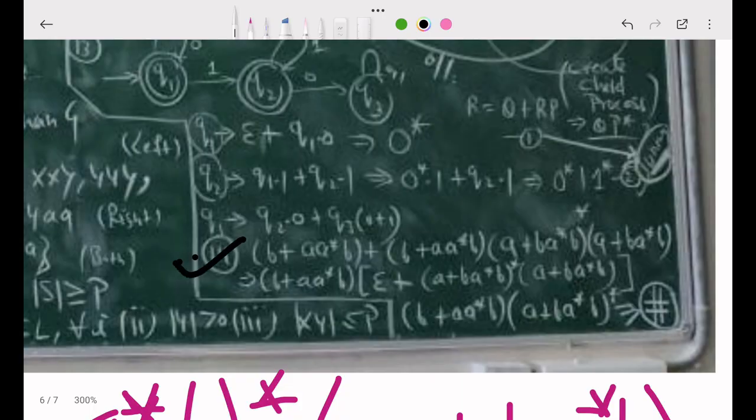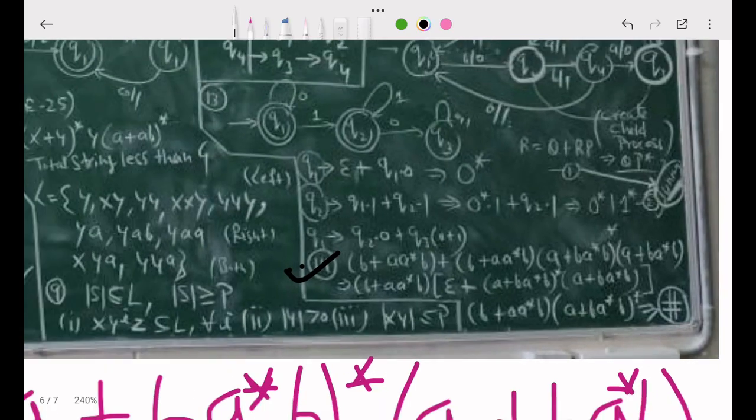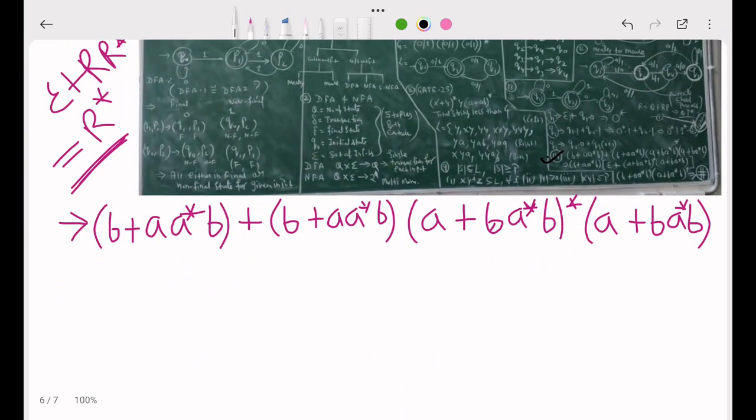Okay, same question. Again we solved this during our class presentation. Here also question number 14. Same question we explained, and again we are explaining here. The expression given is B plus A star B, plus B plus A star B, A plus B A star B, the whole star, A plus B A star B.